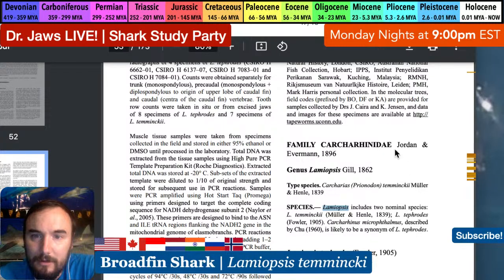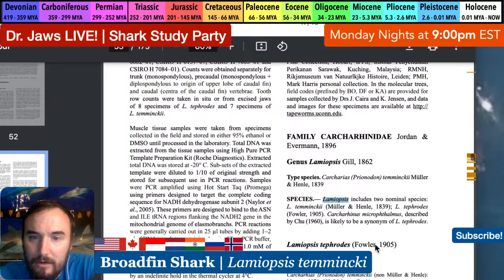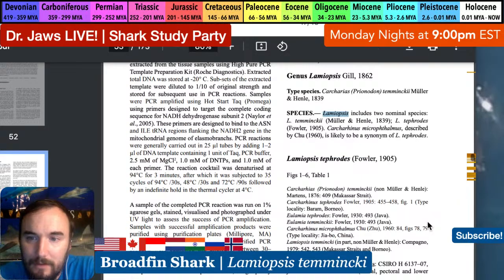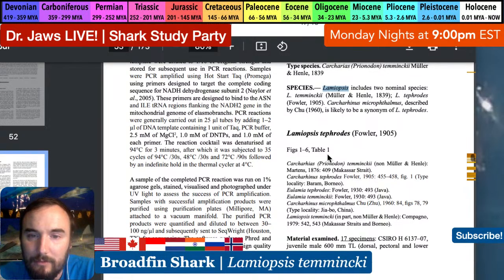So redescription: family Carcharodontidae, which is described in 1896. Genus Lamopsis, described in 1862. Type species Crocarius Prowdon temmincki, described by Mueller and in 1839. Again, same authors as the bull shark, so it's kind of cool to see their names again. Species Lamopsis includes two nominal species, Lamopsis temmincki and Lamopsis tephroides from Fowler 1905. Carcharodontis microphthalmus, described by Chu in 1960, is likely to be a synonym of Lamopsis tephroides. So we actually get a picture, I think we get a picture somewhere of this new species.